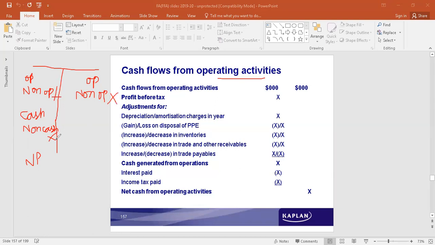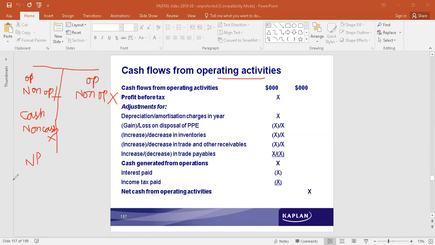Anything which is non-operating in nature, it could be income or it could be expense. If it is non-operating, adjust it. If it is non-cash, also adjust it. How do we adjust it? So we are starting with this one. This is the starting point. Because these were deducted earlier from the revenue, now what do we do? We add it back to net profit. We don't want them to ascertain cash flow from operating activities.